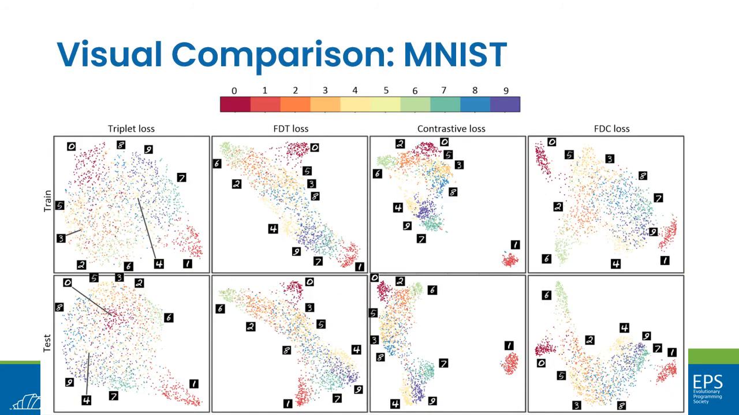Here we visualize the embedding of triplet loss, FDT loss, contrastive loss, and FDC loss in order to compare those for both training and test sets. And as you can see, the FDT loss has better embedding than triplet loss, but FDC loss and contrastive loss almost have equivalently good embeddings. So this shows that at least for the MNIST dataset, the proposed loss functions are working very well. In the next slides, we see for the histopathology data, they work well too.